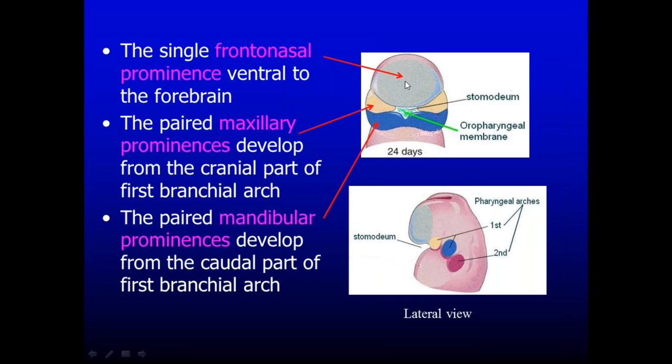Now, the single frontonasal process is ventral to the forebrain. The paired maxillary prominences are derived from the cranial part of the first pharyngeal arch, while the mandibular prominences are derived from the caudal part of the first pharyngeal arch.